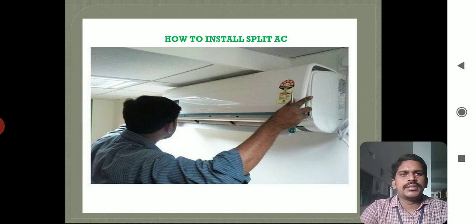How to install the split air conditioning system? It is easy to install the split air conditioning system, because you have to divide it into an indoor unit and an outdoor unit. You have to insert the indoor unit inside the room, and then outside you have to install the outside unit.